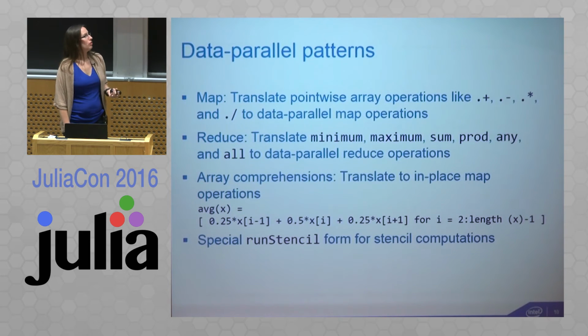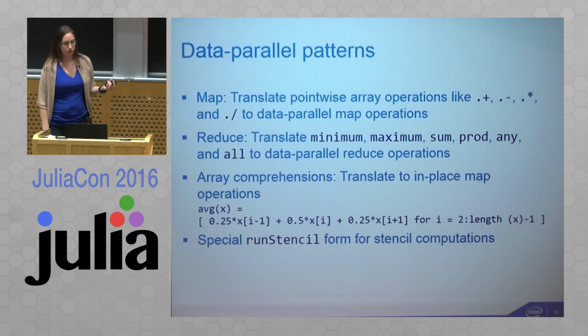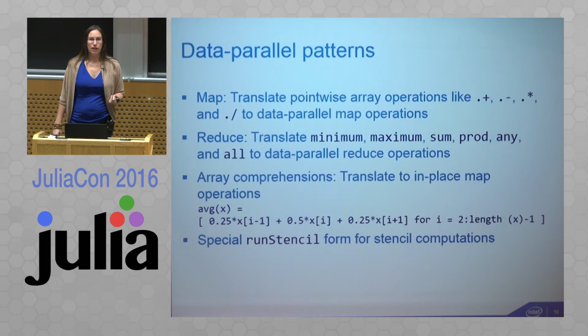And array comprehensions, it should be noted, are a little bit different from map and reduce in that they involve explicit array indexing. But it is still possible to parallelize them in Julia as long as there are no side effects in the comprehension body. And the comprehension body is everything that comes before the for. And we use a conservative static analysis to try to identify and reject side effecting operations in comprehensions.